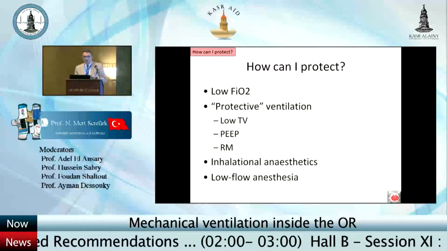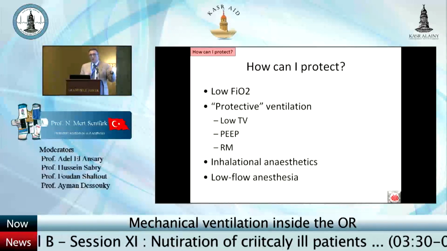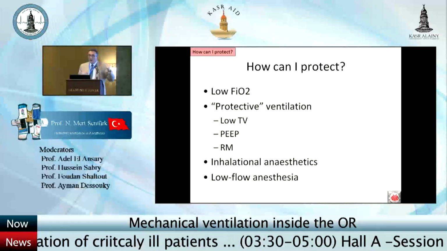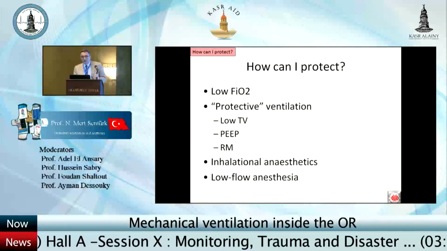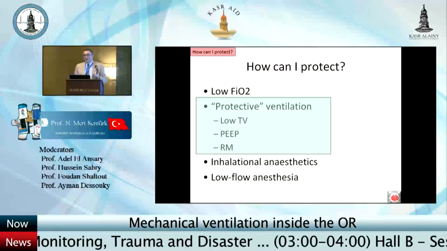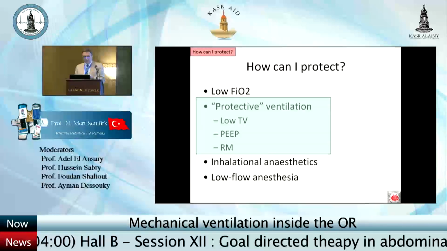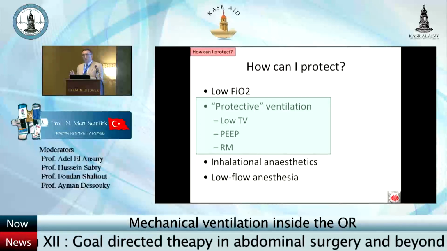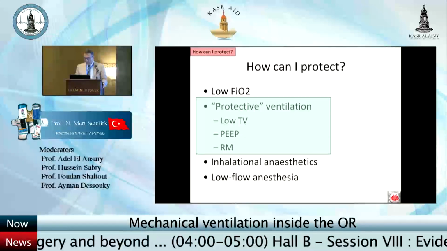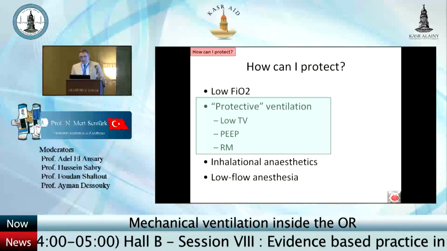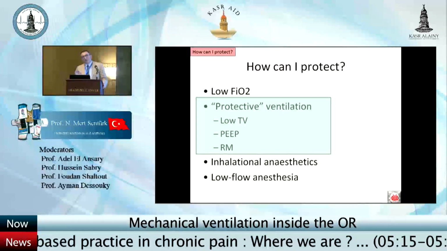So how can I protect now? First of all, a decrease in FiO2. There are new methods of delivering lower percentages of oxygen instead of 100% oxygen. Then the bundle of protective ventilation, which has 3 components: low tidal volume, PEEP, and recruitment maneuver. I will talk about the recruitment maneuver in my next lecture, therefore I skip it, but we will talk about other things. We can change the agents, which is another question in this topic, and low flow anesthesia. This is also a very important thing.